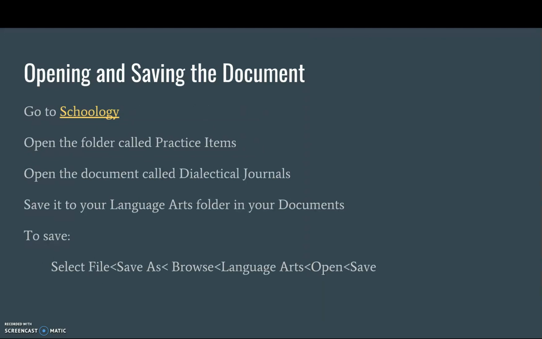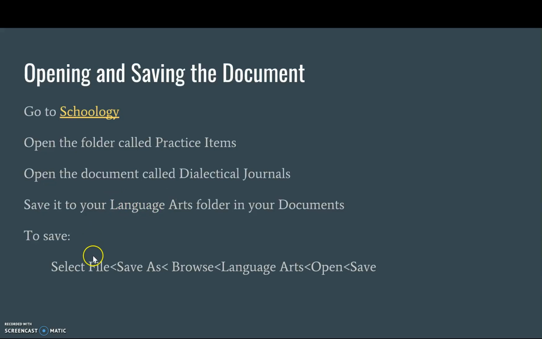get started, and the first thing we have to do is open a document from Schoology, and then I always want us to save it to our language arts file so that it is always in the same place and we can easily access it. So the first thing that we're going to do is go to Schoology, and open the folder called Practice Items, open the document called Dialectical Journals, and then we're going to save it to our language arts folder in our documents.